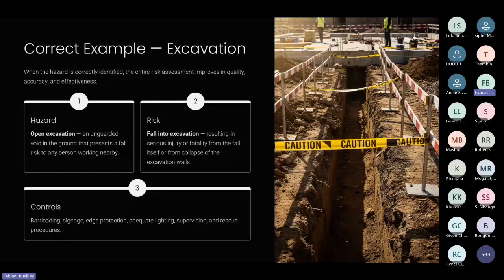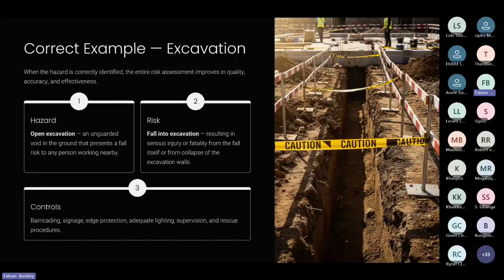So now we're adding in different variables. Now we're looking at potential collapse of the excavation walls. That risk in itself is something that needs to be covered separately. Each hazard must be addressed separately. Each risk must be addressed separately. And the various control measures can be addressed jointly, but in most cases you want to control those individually as to what you are putting your control measures in place for.